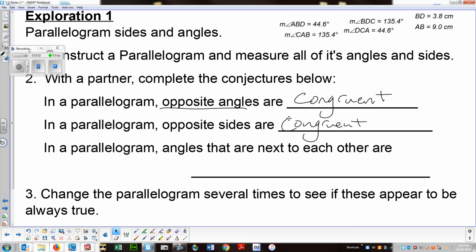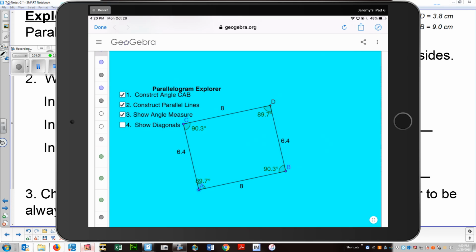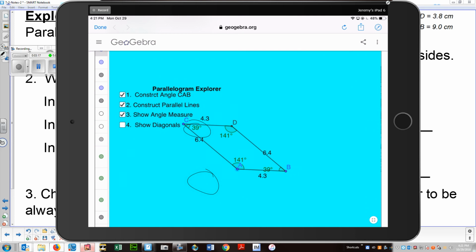And now, in a parallelogram, what do you notice about the angles that are next to each other? What about these guys right here? 89.7 and 90.3. Well, they're not the same, but they do add to something interesting. How about that one? How about 141 and 39? What's interesting about those? Well, notice they add to 180. So those guys are supplementary. Okay, so there's some discoveries hopefully you made.